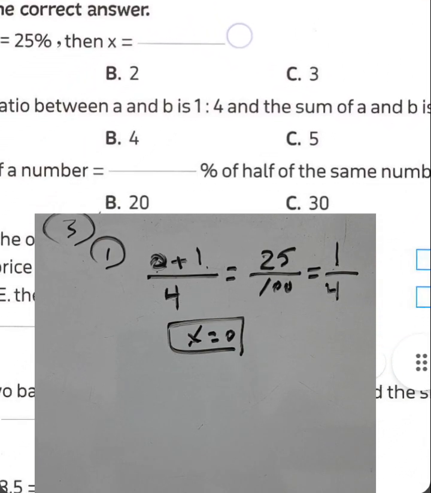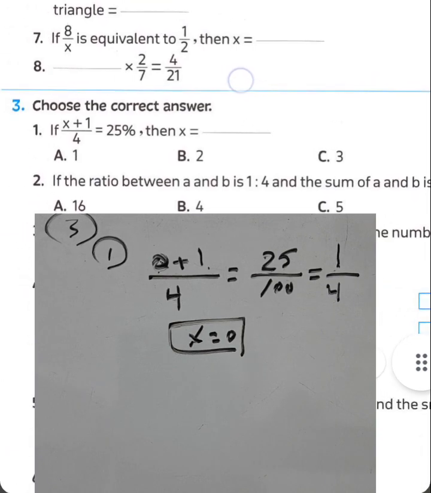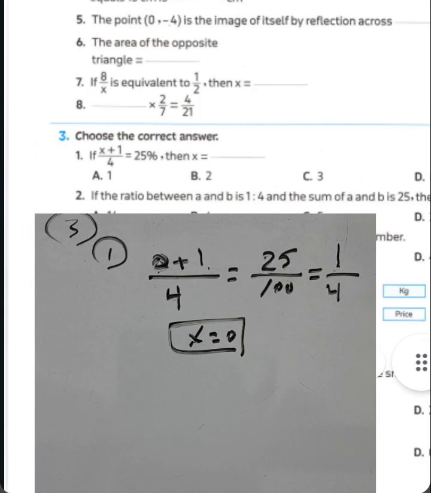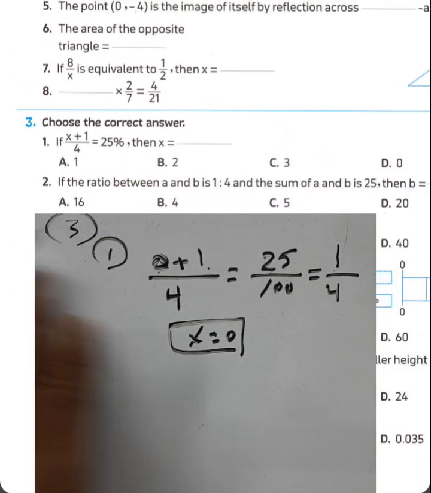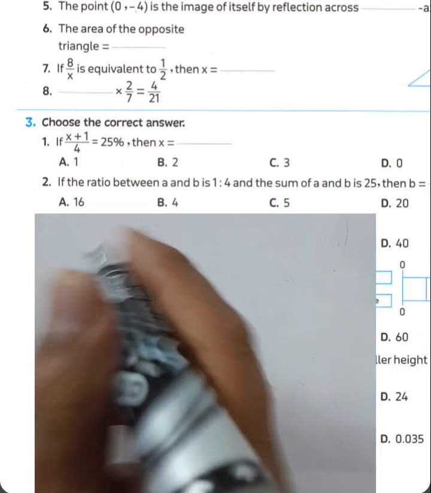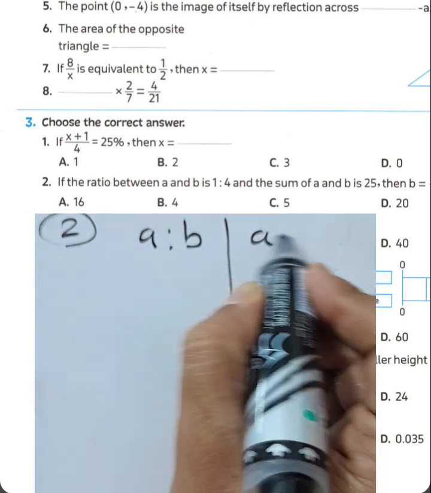Choose letter D. Next, question number 2. If the ratio between A and B is 1 to 4, and the sum of A and B is 25, then B equals blank. Question number 2 gives the ratio of A and B and A plus B.